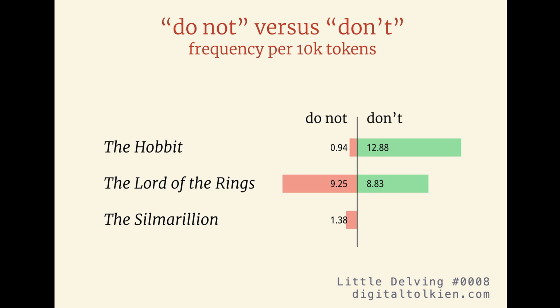Where it becomes really interesting, though, is in something like Lord of the Rings, given that it's pretty much 50-50, it raises the question, well, when does do not get used? When does don't get used? And it turns out that has almost everything to do with who is speaking. And I'll do a different visualization in the future to really show that, because it is really, really interesting to look at.